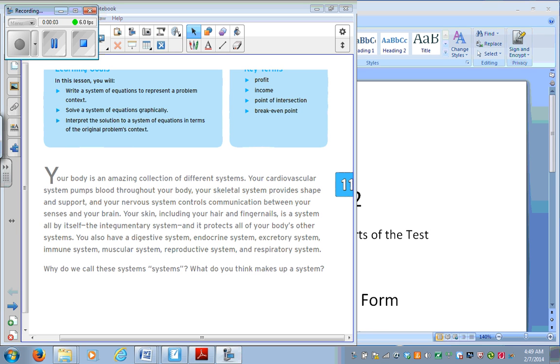Hey, for those of you who are wondering, when do we use all this algebra stuff? This unit is for you. First, at the beginning of chapter 11.1, we're going to read the little introductory paragraph together.